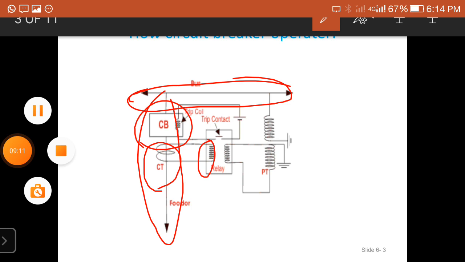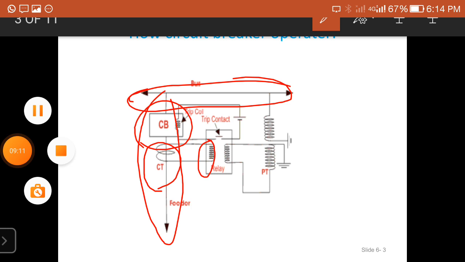Next, separation of contacts of a circuit breaker. This is the diagram. By using this diagram, we can easily understand how the circuit breaker operates. The main components in the circuit breaker are the fixed contact and the moving contact. The fixed and moving contacts are together to each other under normal operating conditions.